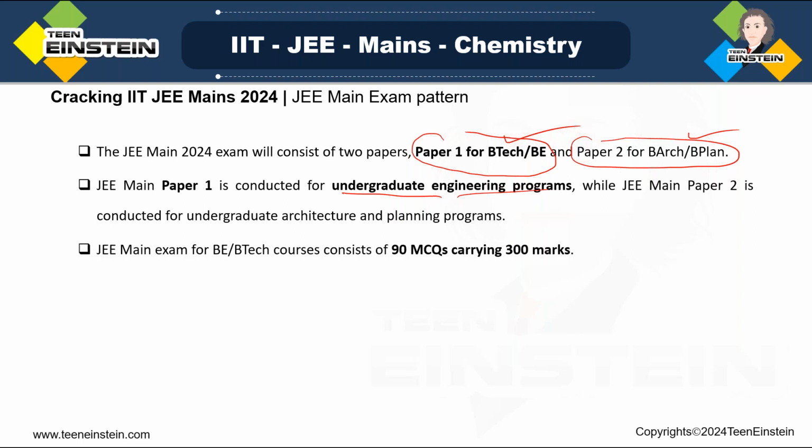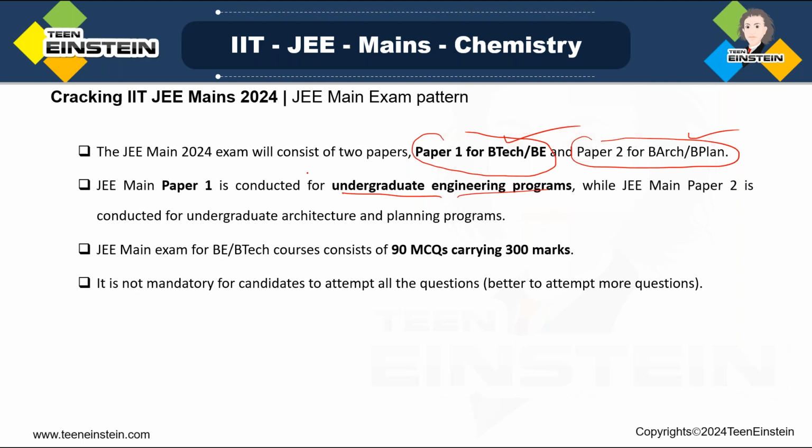This exam, BE BTech, consists of 90 questions, all of multiple choice type, carrying a total of 300 marks. When I say 90 MCQs and 300 marks, that comprises all three subjects: physics, chemistry and math, not only chemistry. How it is divided between these three subjects we'll see in the next slide. Right now we are just seeing the total: 90 questions and 300 marks.